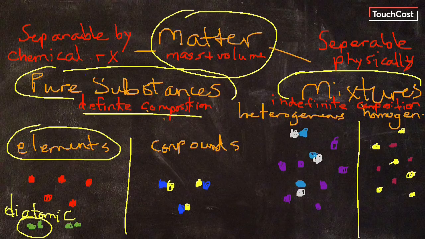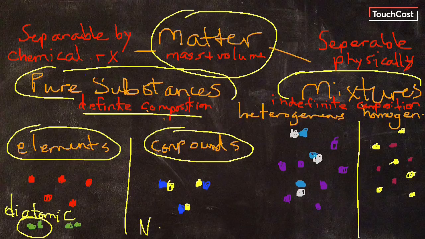But you can also be something called a compound, and we just started talking about this. When we looked at bonding, we saw that, for example, sodium and chlorine bond to each other to form a compound called sodium chloride. So the drawing that I have there has definite composition. You always get one sodium atom with one chlorine atom, and I've drawn that as blue and yellow atoms bonded to each other. Those are pure substances.